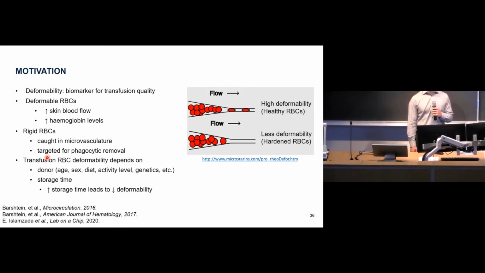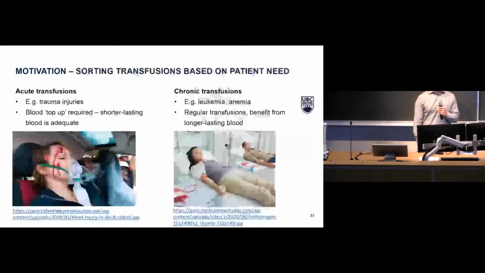Transfusion red blood cell deformability is dependent on both the donor's characteristics, such as their age, sex, diet, genetics, or activity level, and the donation storage time. The effect of storage duration on red blood cell deformability is also donor dependent, where some donors' blood stores better than others. Specifically, it is well known that the benefit from donated blood units varies, in part due to these donor-specific differences.